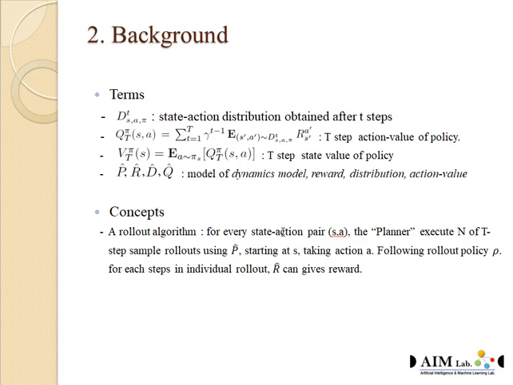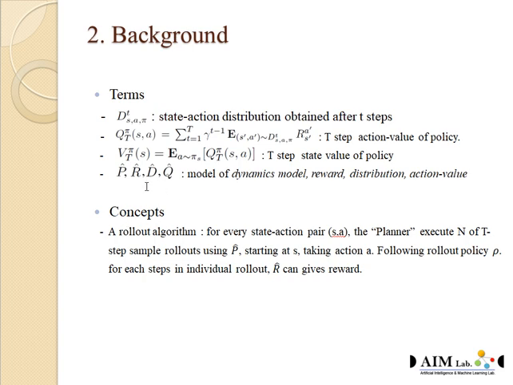Another background is about terms. D is a distribution of the state and action obtained after T steps, and Q is the T-step action value of policy pi, and V is the T-step state value of the policy. P hat, R hat, D hat and Q hat are the model of the dynamics model and the real distribution action value function.